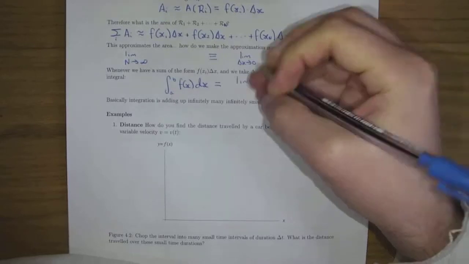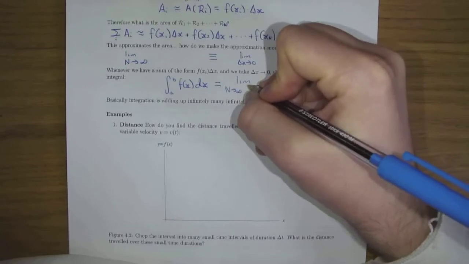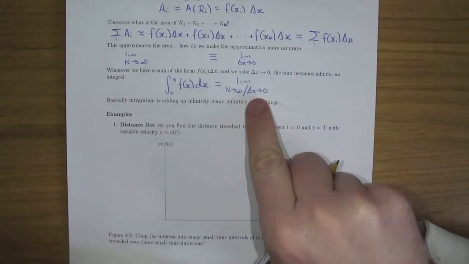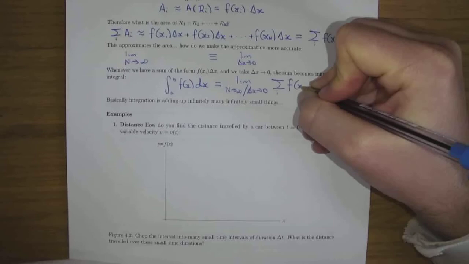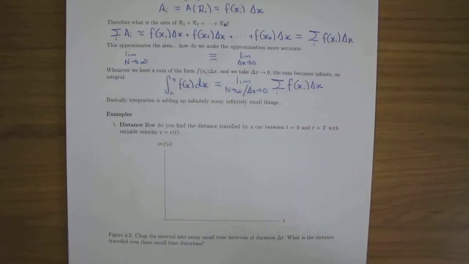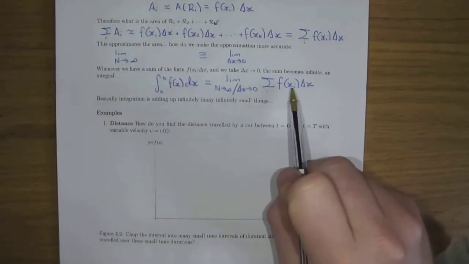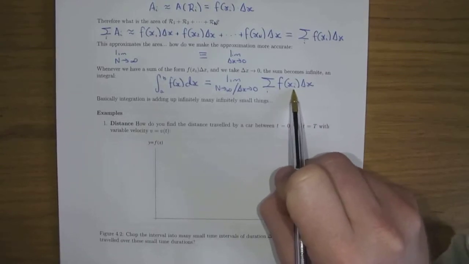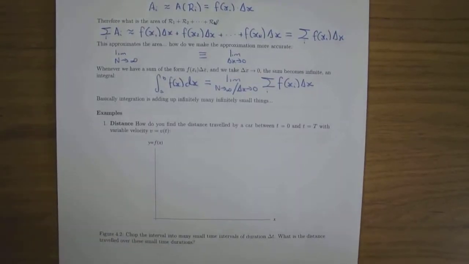Limit as n goes to infinity, that's the number of rectangles, that's infinitely many, slash the same as delta x going to 0. And they're both the same, because if there's loads of rectangles, they start to get very narrow. If they get very narrow and they add up to b minus a, there has to be loads of them. And this is what integration is. So integration is adding up infinitely many, infinitely small things, because this delta x gets very, very small. So whatever this number is, it's multiplied by a very, very small number. So you're adding up infinitely many, infinitely small things. And this is what integration is.